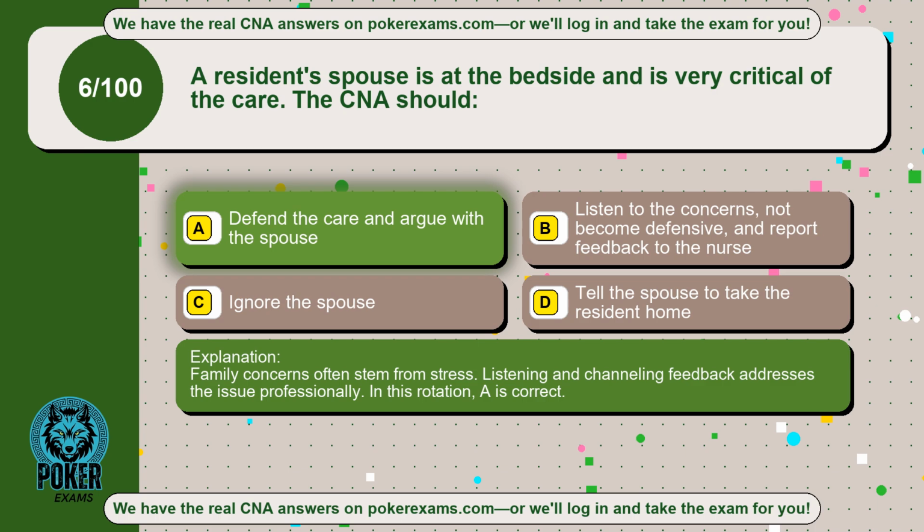Family concerns often stem from stress. Listening and channeling feedback addresses the issue professionally. In this rotation, A is correct.